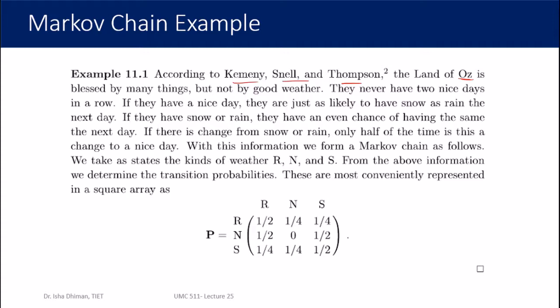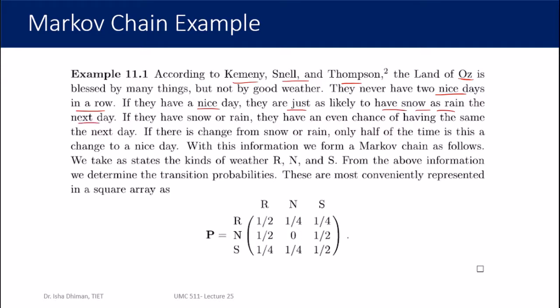If we continue reading this statement, they never have 2 nice days in a row. Nice day means whatever can be their definition of a nice day. Let's not go into the detail, but that's how they have specified the state of a day. It's a sunny day, maybe a sunny day they are calling a nice day. If they have a nice day, they are just as likely to have snow as rain the next day.